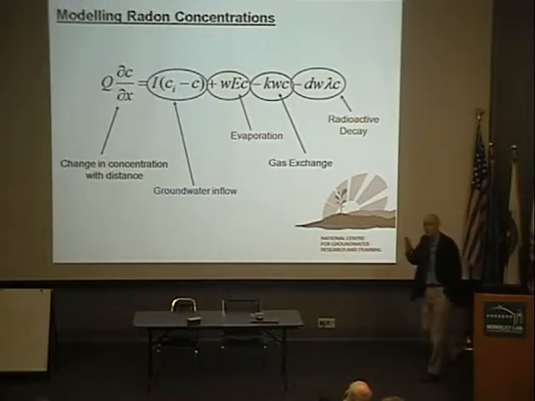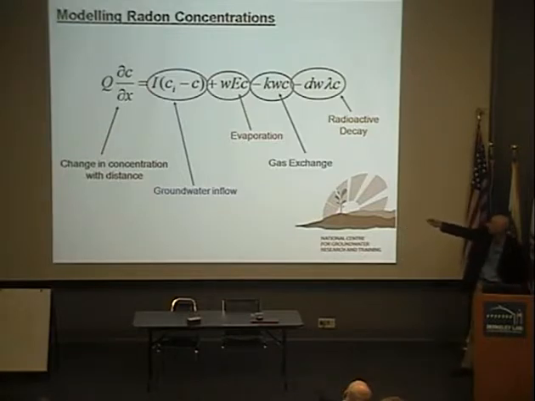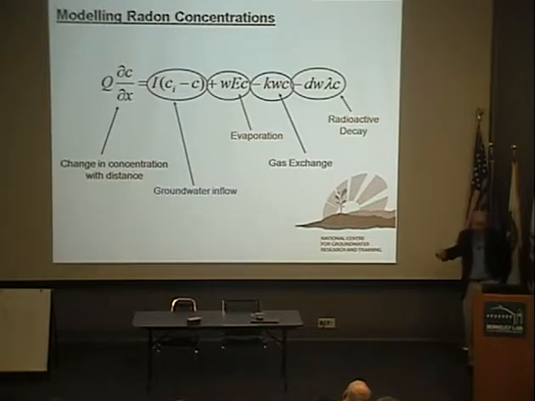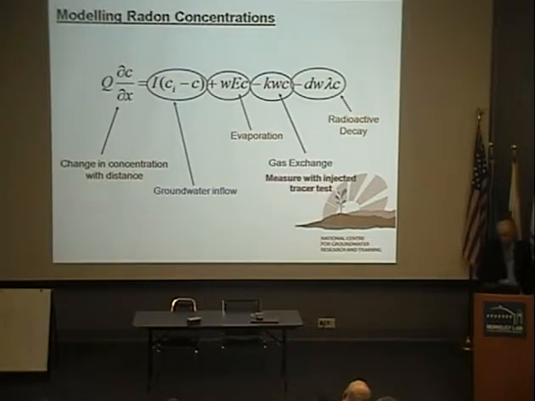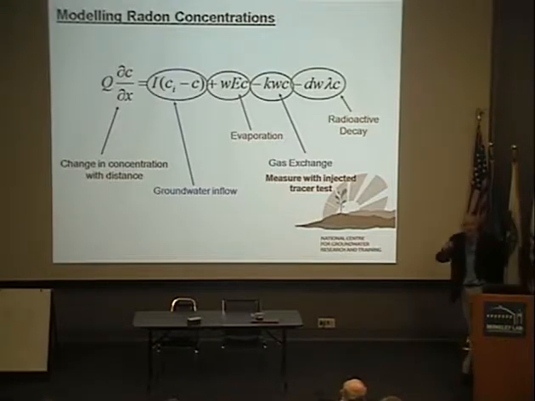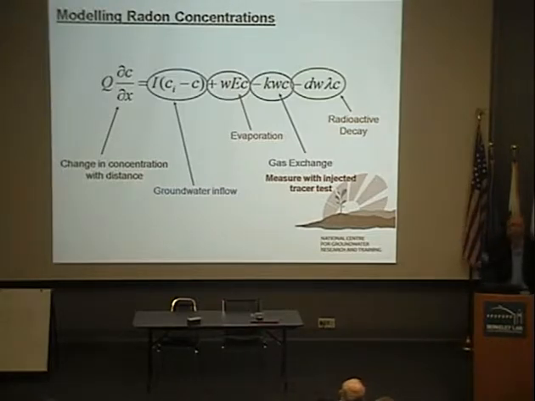Radon's a bit more complicated because there's some more things happening. Okay, so we've now got those same two terms, a groundwater inflow term, an evaporation term, a gas exchange term. Concentration decreases because of volatilization. And we've got a radioactive decay term. We get a handle on the gas exchange term by injecting, in some cases, another gas into the stream and watching how that disappears. That's what we've done to get a handle on that term. This radioactive decay term is easy. It's perfectly known, the decay rate.